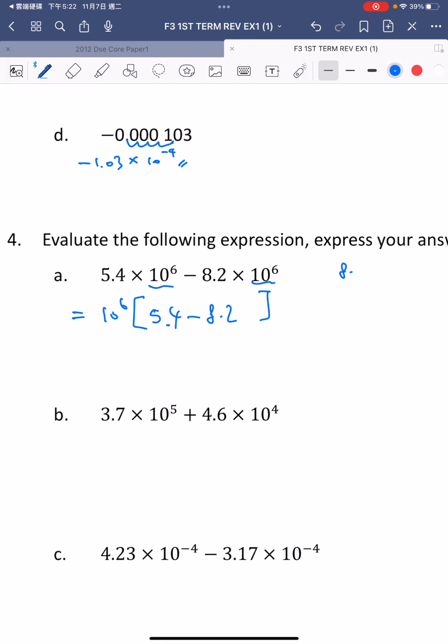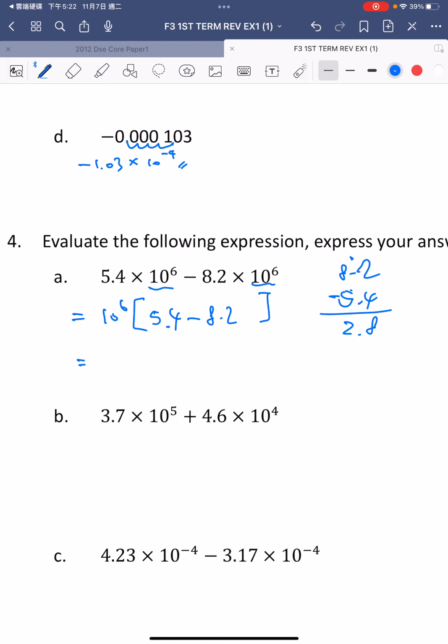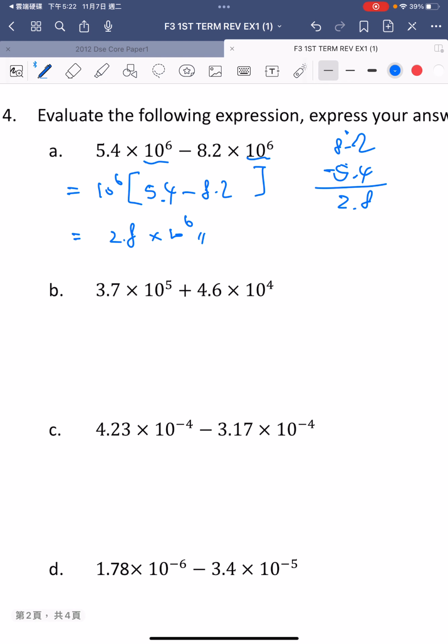So we try again, 8.2 times 5.2, 5.4 minus 5.4 is actually equal to 2.8. So it's actually equal to 2.8 times 10 to the power of 6. So now we're going to try question 2.